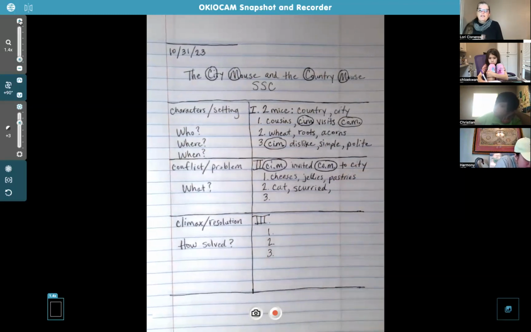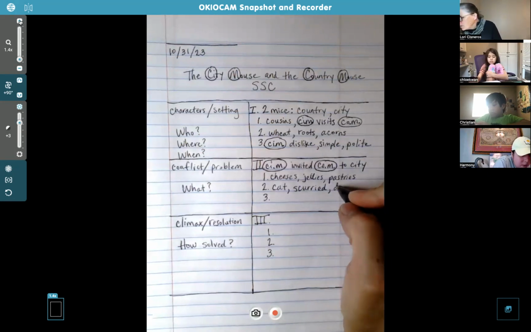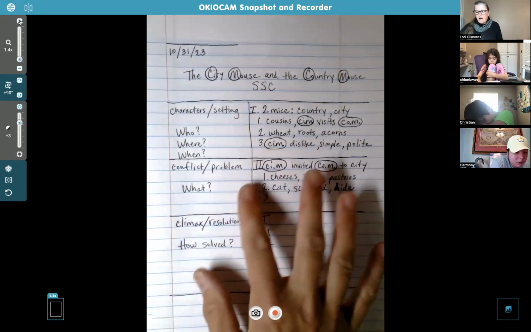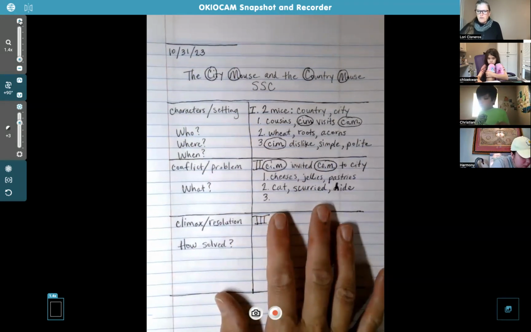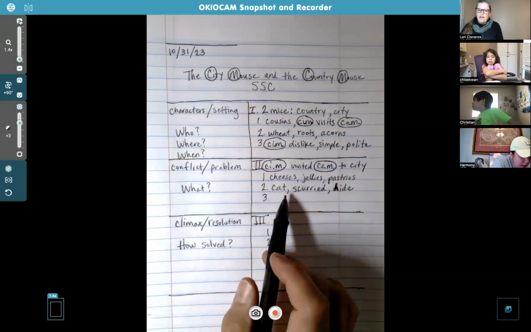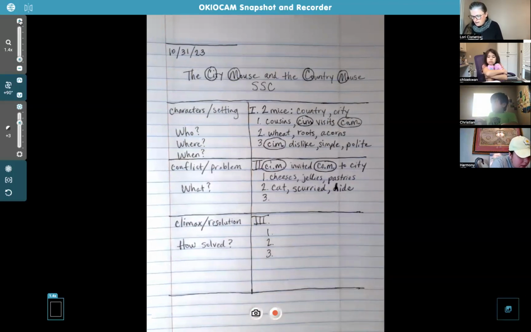Scurried. And then what's another word that tells what they did? What else did they do? Where did they go? Remember? A hiding place. So we can just put hide here. That's supposed to be an H, by the way. Or when you go to write this, if you want to put to a hiding place, that's fine too. These are just your notes here. So we're putting all the stuff that goes wrong in the middle here, right? These are the problems that they're having. So the cat came in and then they scurried away to go hide.